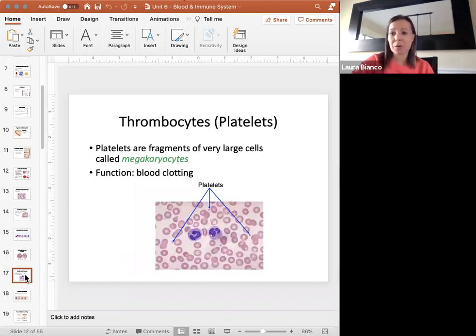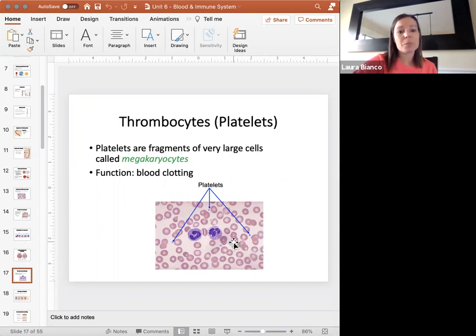A normal count for thrombocytes is in the hundreds of thousands per millimeter cubed. So for erythrocytes, it was 5 million. For leukocytes, it was 5 to 10,000. And for thrombocytes, 200, 300,000 is normal. So these are somewhere in the middle. Their lifespan is not very long, a few days. So 5, 10 days maybe.